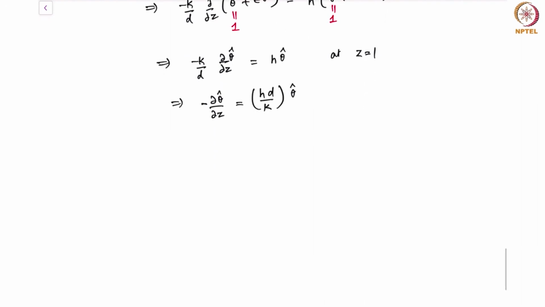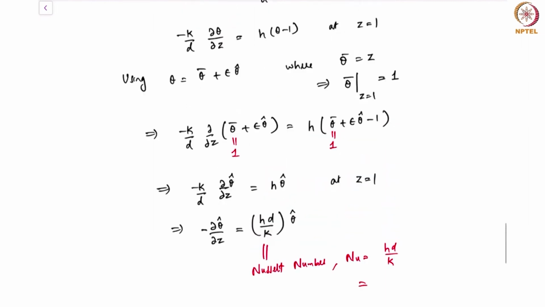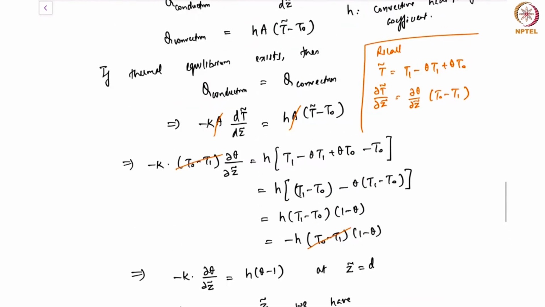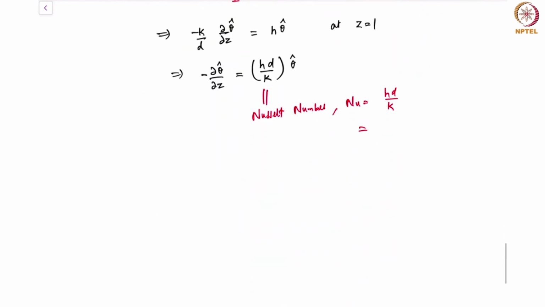This quantity h d by k, essentially we can also call it the Nusselt number, Nu, which is h d by k. And this Nusselt number, how did we get this Nusselt number? We started by basically equating the heat flux from conduction to heat flux to convection. This Nusselt number tells us it's a ratio of convective heat transfer to conductive heat transfer.